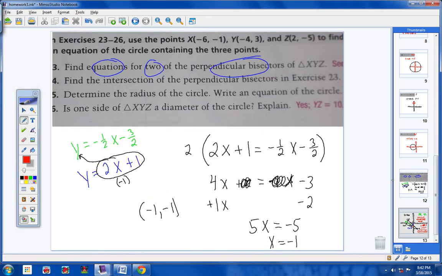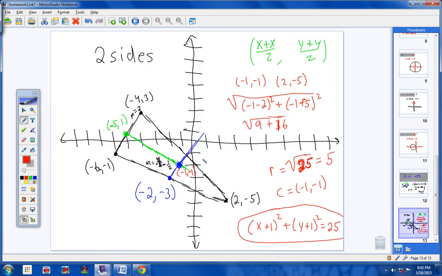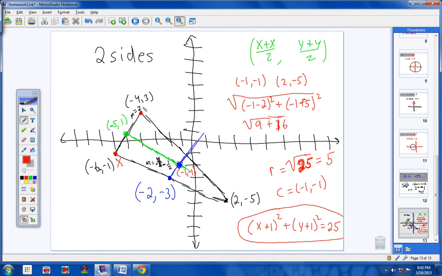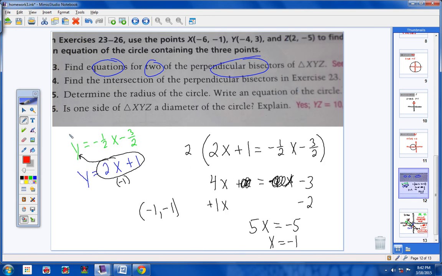Now, students, I'm going to quickly put letters up here, which I didn't do before. X was my negative 6, negative 1, so this point here is x. You'll see why I'm doing this in a second. Y is negative 4, 3, so this is y right here. So this last point here is z, I believe. Let's see. Yes, z. Is one side of your triangle XYZ. Now you see why I put the letters up there. Triangle XYZ, a diameter of the circle. Is one side a diameter?